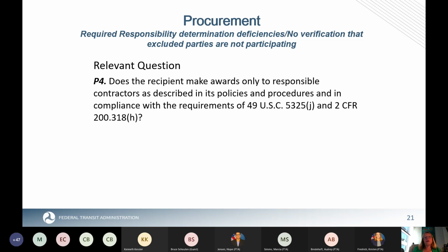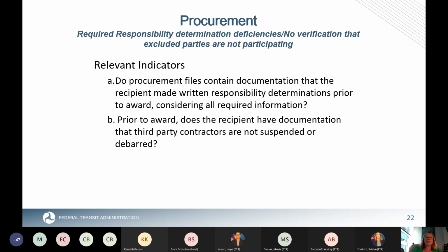For this question, we're looking at, again, two indicators. Indicator A, do procurement files contain documentation that you made a written responsibility determination before you entered into a contract prior to award? Also, prior to award, did you get assurance that the third-party contractors are neither suspended or debarred from federal work? So before we get into some of the drivers, we are going to take another poll.